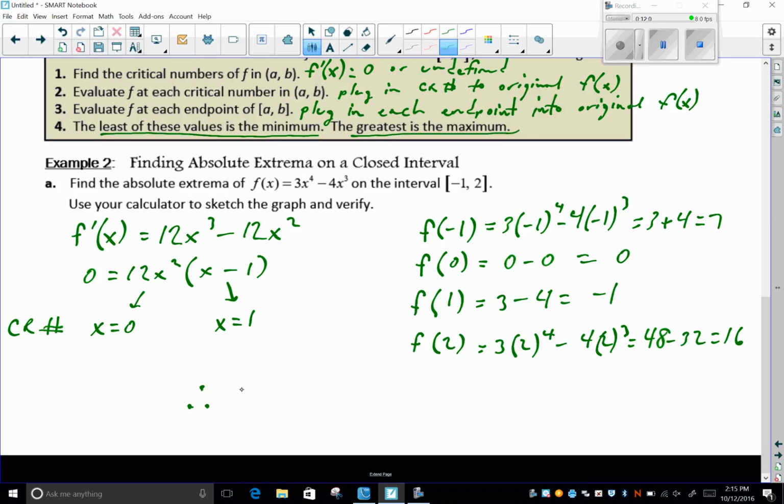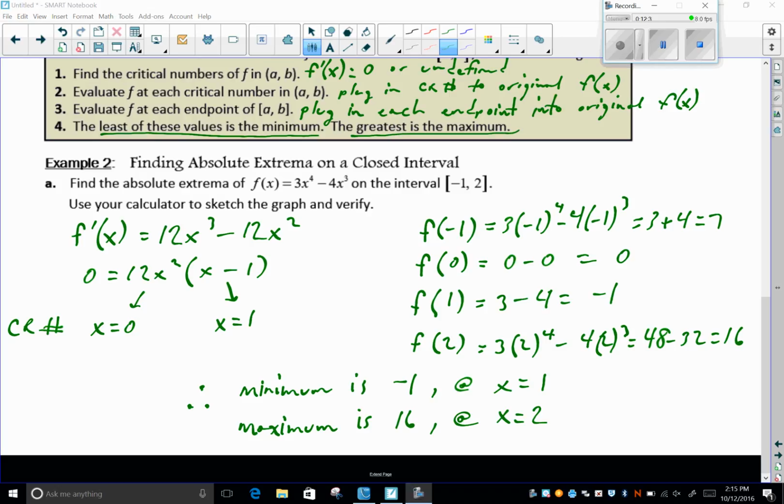our minimum is our lowest number out of these outputs. So our minimum is -1, and that happens at x equals 1. And our maximum is our highest value over here, which happens to be 16, and that happens at x equals 2.